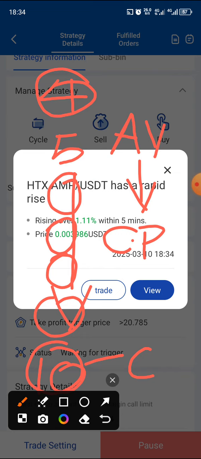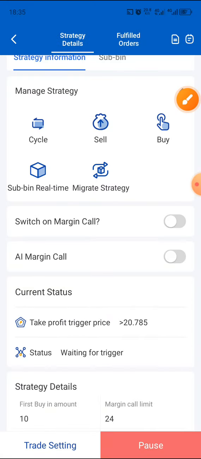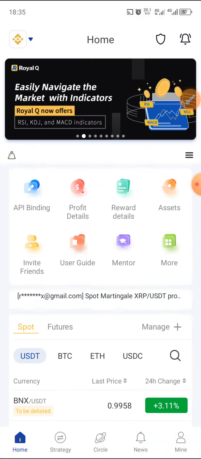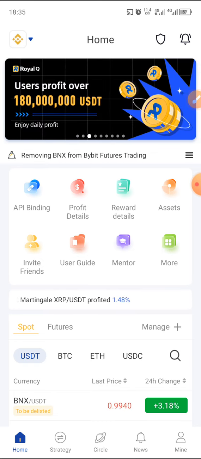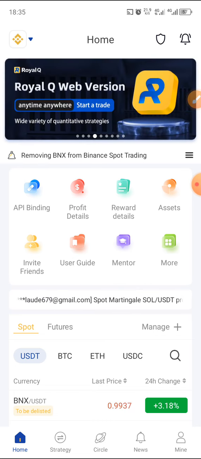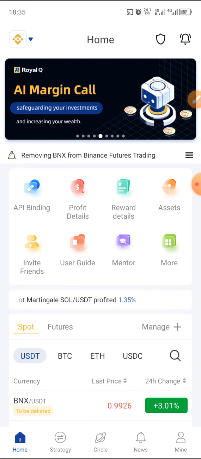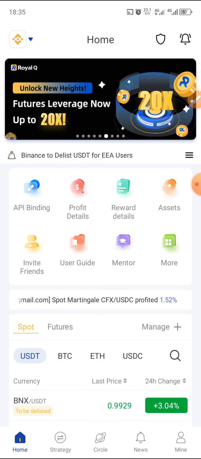Let me explain in another approach, because now most of you have not understood anything. What do we mean when we say that the robot, when it buys more margin calls, pulls the average price closer to the current price? This is what we mean.